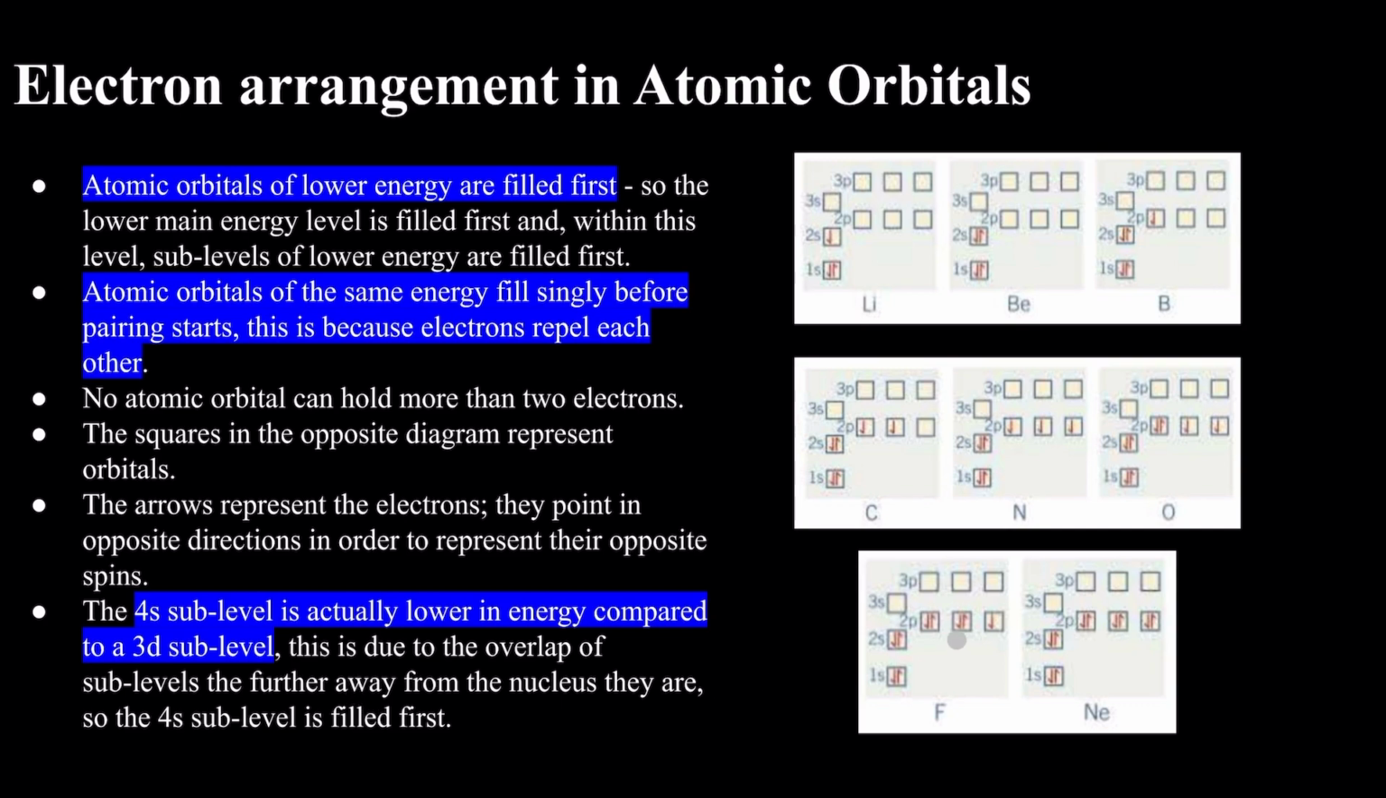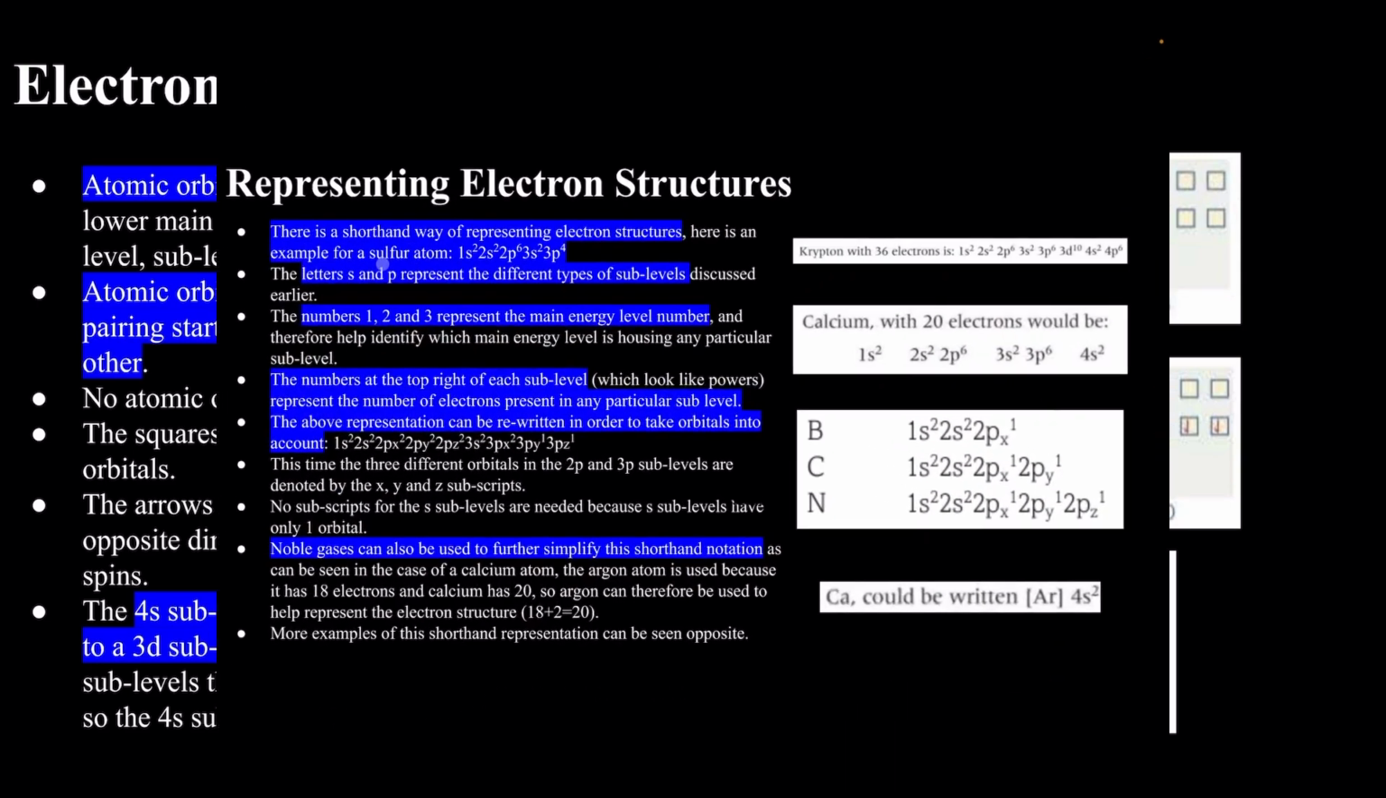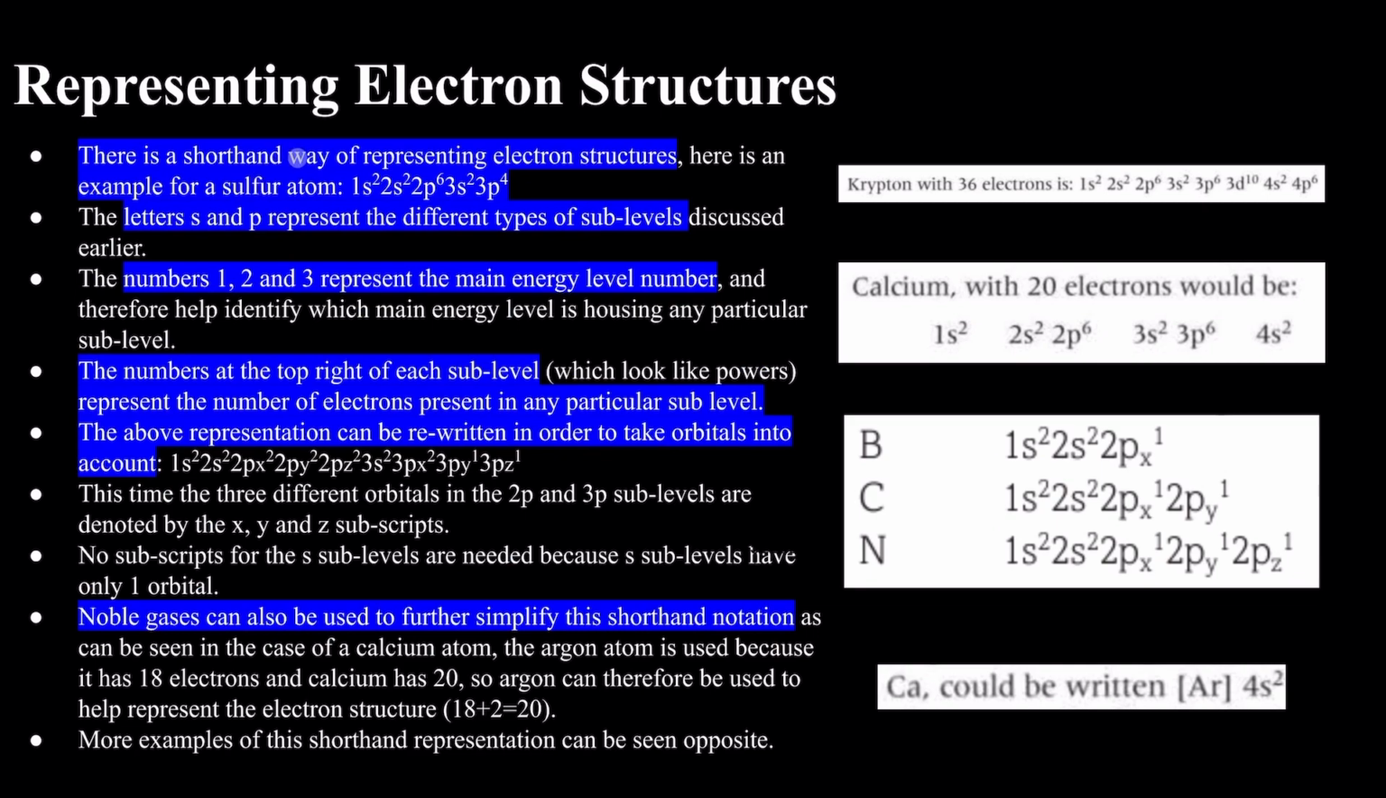It's also important to note, not on this particular diagram, but the 4s sublevel is actually lower in energy compared to a 3d sublevel, and this is due to the overlap of sublevels the further away from the nucleus they are. And because of this, the 4s sublevel is filled before the 3d sublevel, with the exception of 2 elements we'll discuss shortly. So let's look at different ways to represent electron structures.